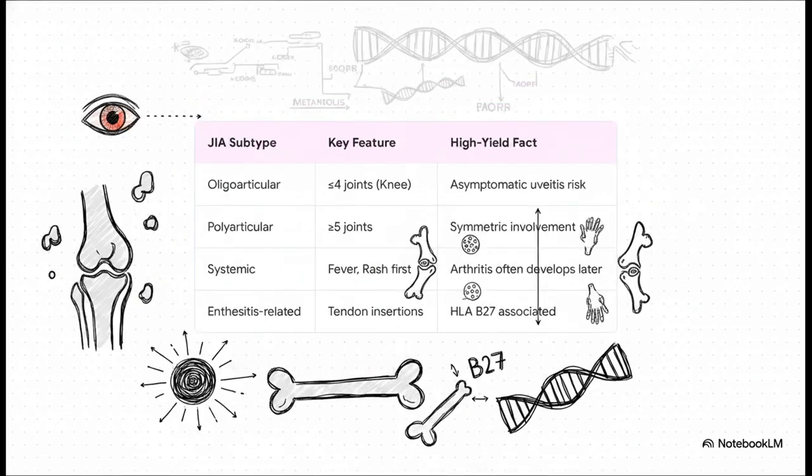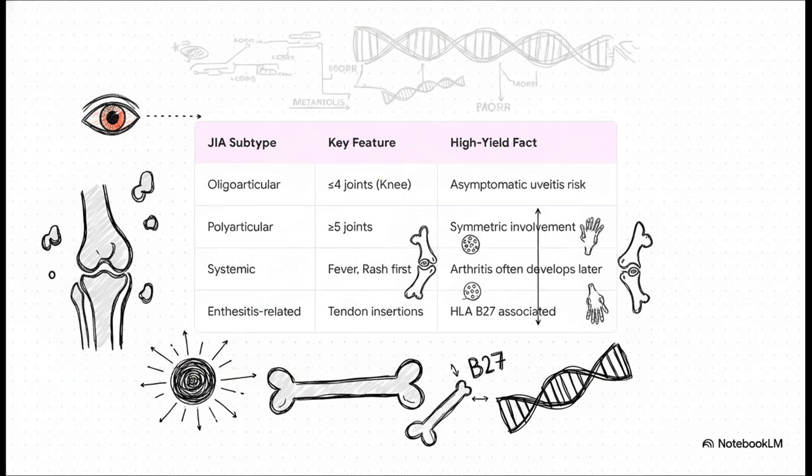Speaking of juvenile idiopathic arthritis, or JIA, please don't try to memorize every single detail about it. Just focus on the high-yield patterns. So you've got oligoarticular JIA. That's 4 or fewer joints, usually a big one like the knee. The absolute must-know fact here: it's strongly linked to asymptomatic uveitis, so these kids need regular eye exams, period.